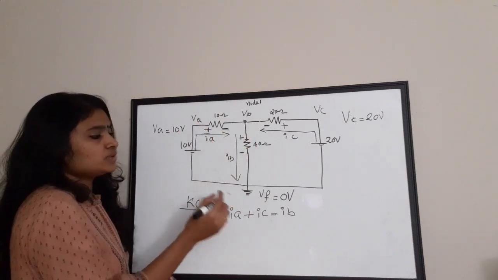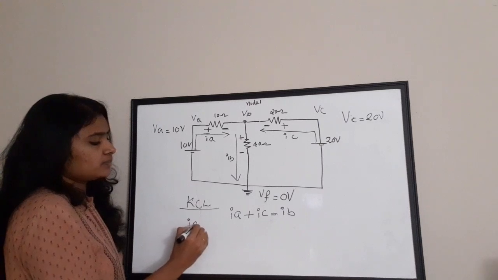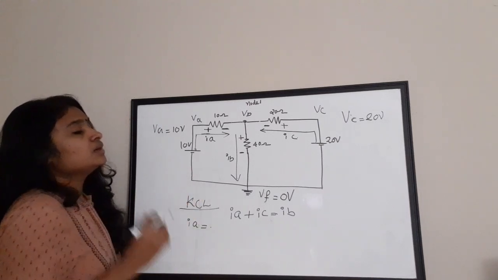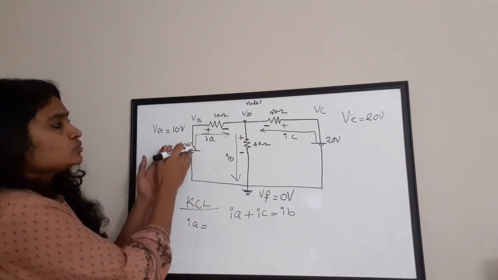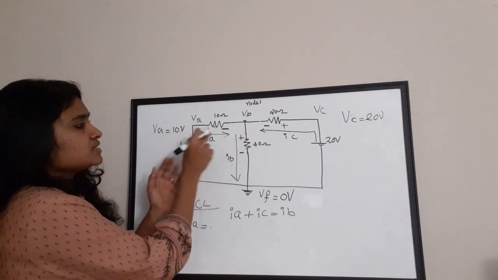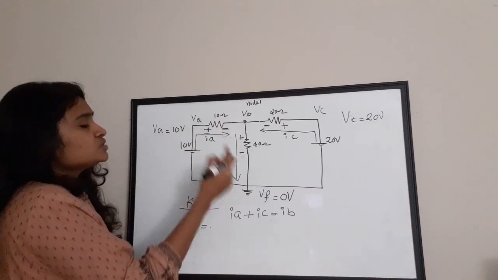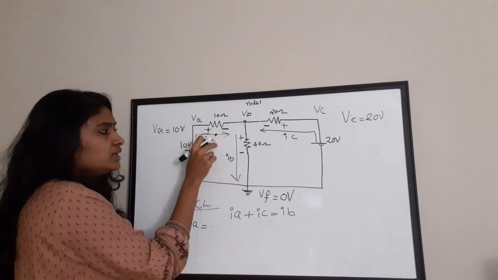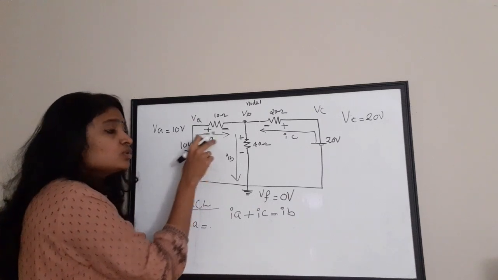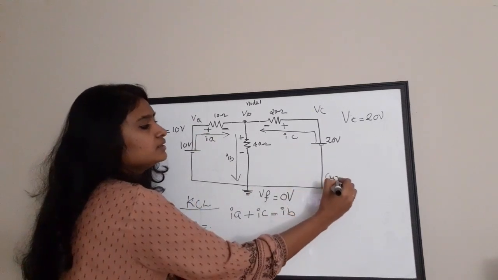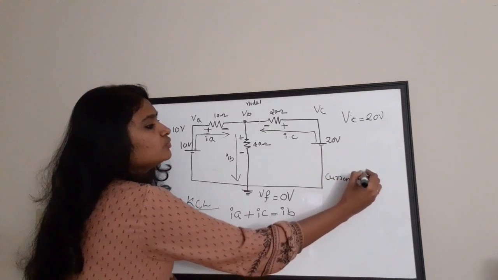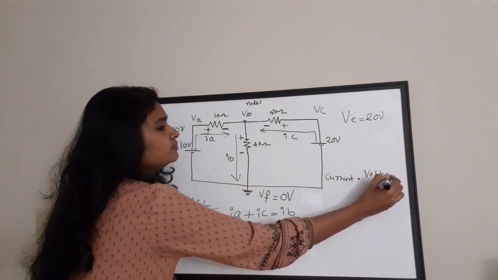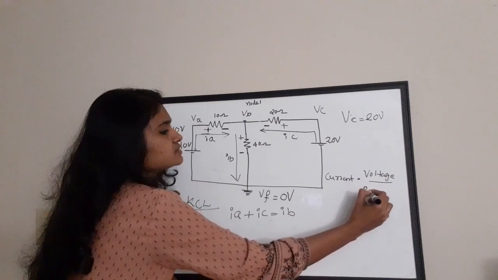Okay, so first I'm going to write the equation for IA. The current flows from this direction to this direction for this branch. So what is the equation for IA? Current is equal to voltage by resistance.